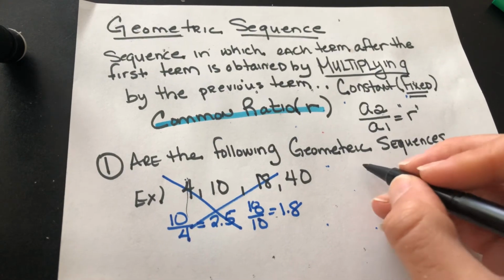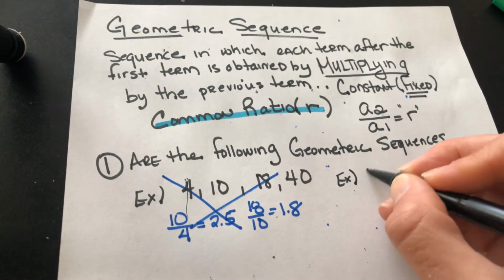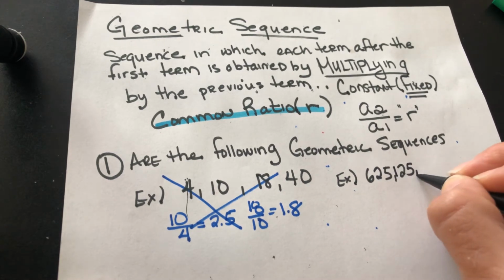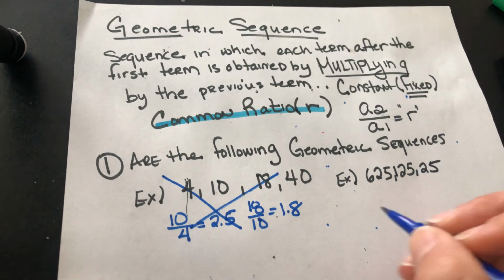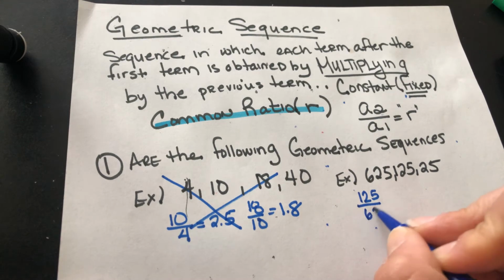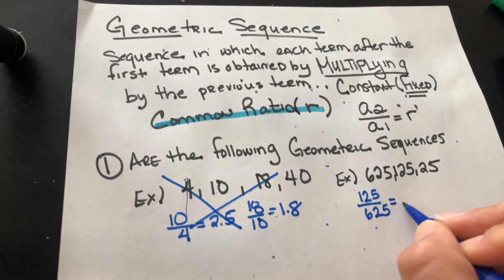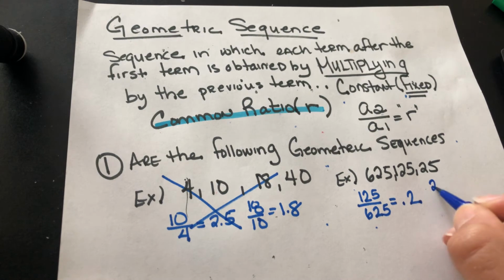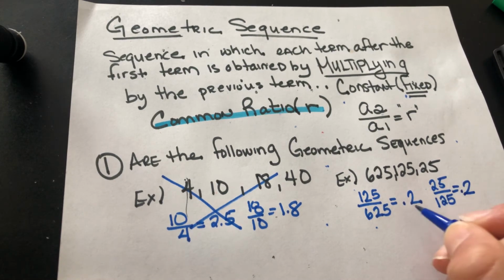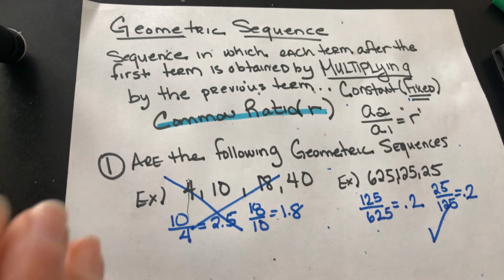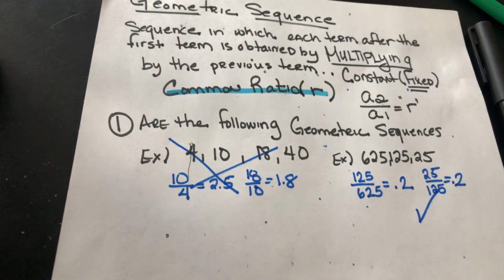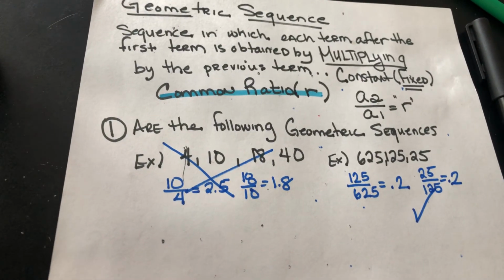All right, now let's try 125 and 25. So what we would have here is if I took 125, again, the second term, and I divided it by 625, you would get 0.2. If I took 25 and I divided it by 125, I get 0.2. Common ratio, so yes. Yes, this one is a geometric sequence. Okay, so that's the first type of question I can ask you in your homework assignment.